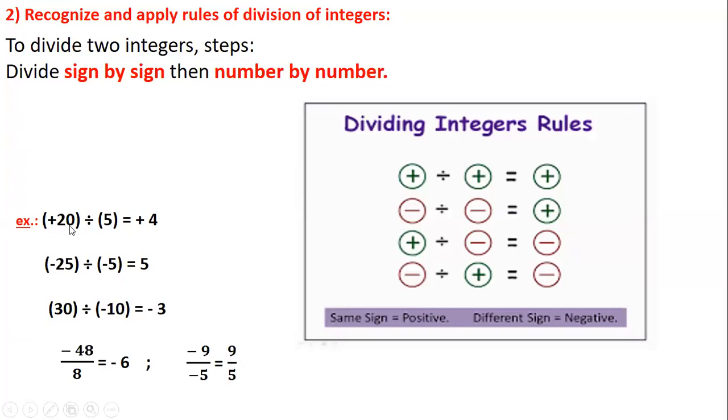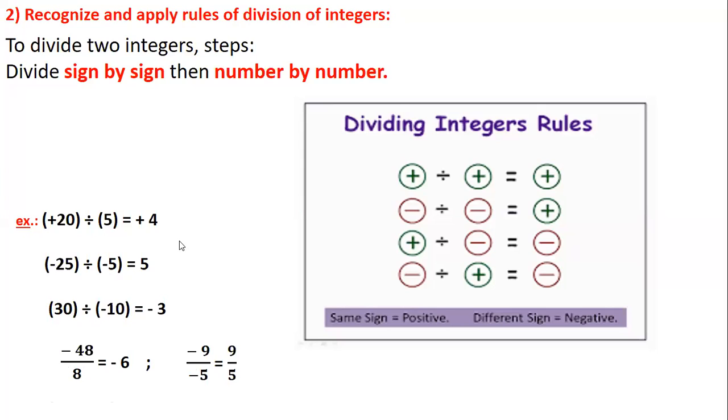Yes, okay. I said, Adnan, in mathematics, division can be expressed or written in two ways. We can write plus 20 divided by 5, or we can write plus 20 over 5. They both mean the same, okay, Adnan? Yes. So, if we have, for example, minus 48 over 8, this means as if I am saying minus 48 divided by 8, okay?